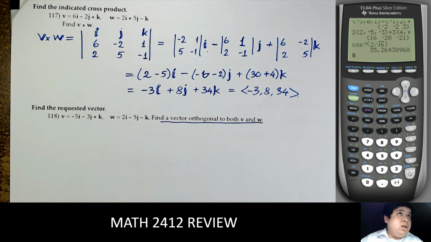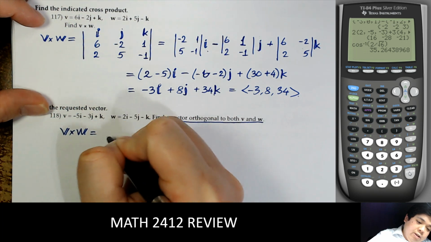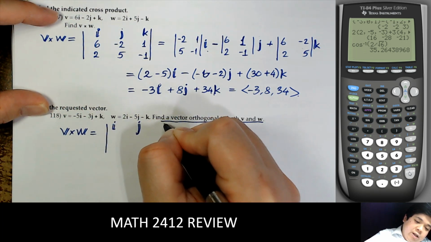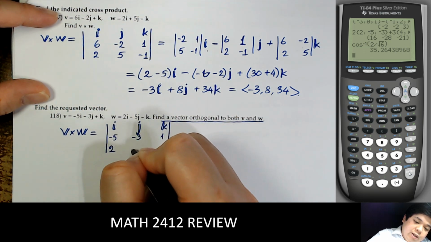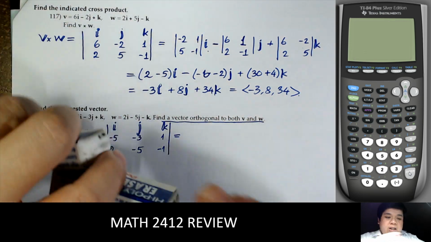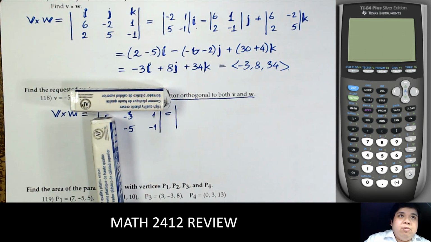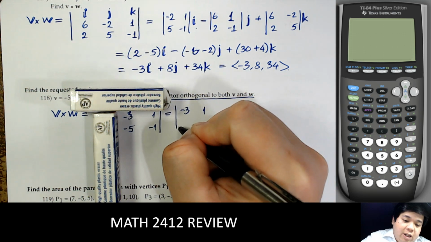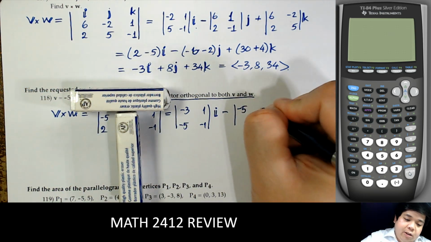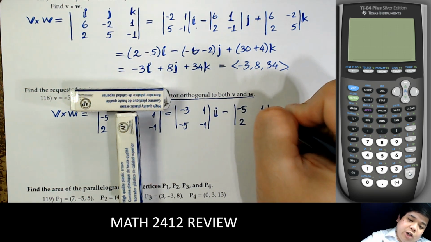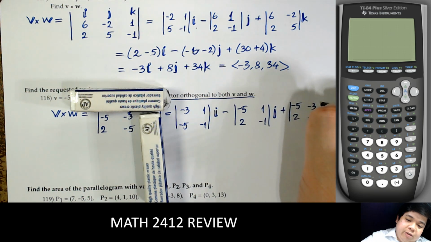But here, all we do is just find the cross product of v cross w. So i, j, and k. Negative 5, negative 3, 1, 2, negative 5, and negative 1. Right, do that again. Row and column covering. The first one, hope you can see it. Right, that's better. Negative 3, 1, negative 5, and negative 1, i. Negative 5, 1, 2, negative 1, j, and then for k, negative 5, negative 3, 2, and negative 5, k.